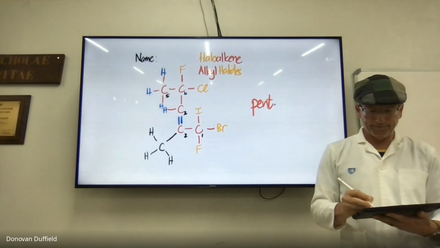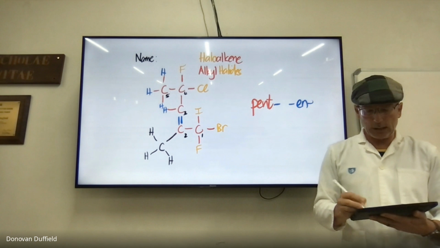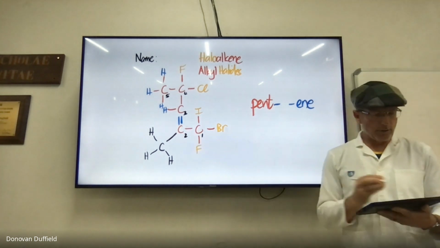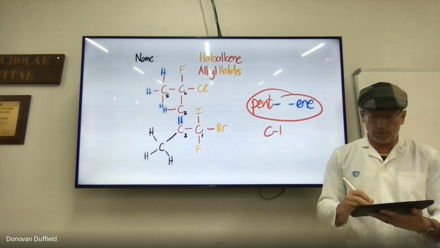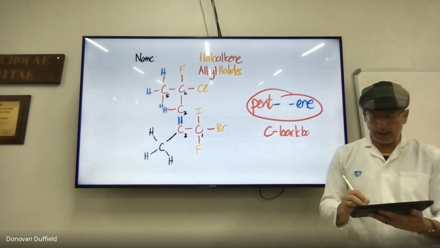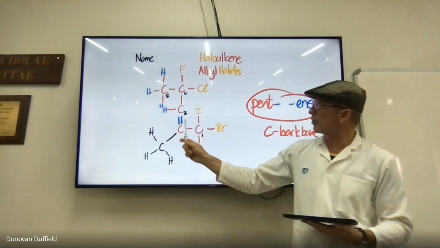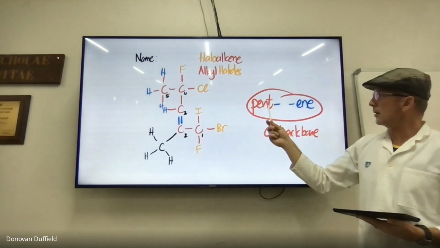Right? And it's ene, because there's a double bond. So this is the carbon backbone. This is the carbon backbone. So we start with that. That's the carbon backbone. 1, 2, 3, 4, 5. Pent, and there's an ene.